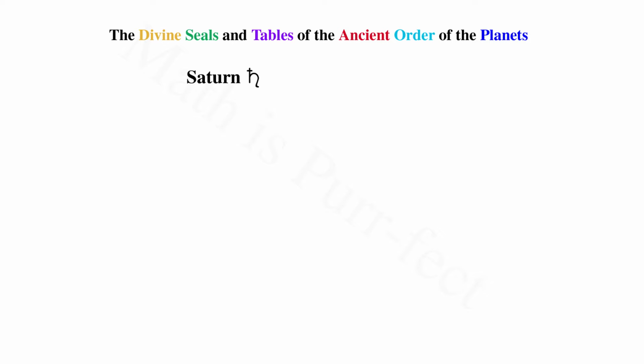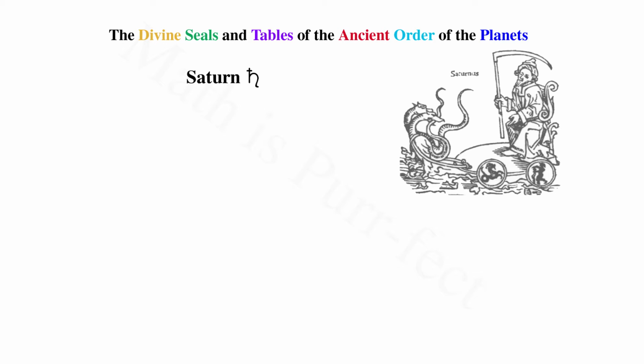The 7 days of the week derive from the 7 planets of antiquity, namely Saturn, Jupiter, Mars, Sun, Venus, Mercury, and the Moon. Today we are going to look at the construction of the divine seal and table or magic square for the planet Saturn as seen in ancient grimoires.